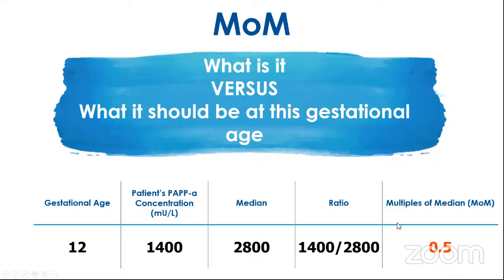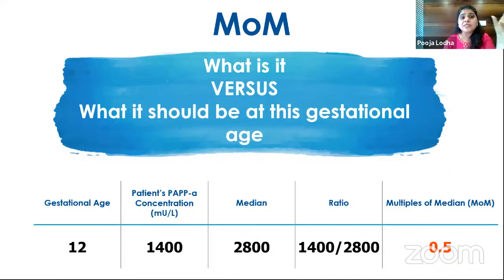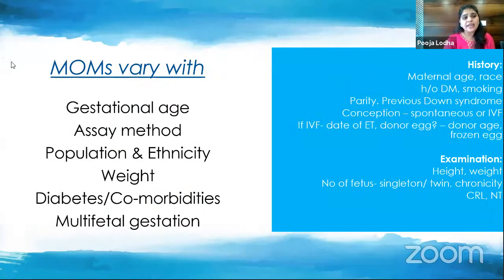So when you look at a report, you can absolutely ignore the absolute values of the biochemical markers and concentrate only on the MoMs and not just the risks, because the MoMs are also going to give us ideas about other obstetric adverse events and not just Down syndrome. How do MoMs vary? They vary with the gestational age, the assay used, population, ethnicity, weight, diabetes, any other comorbidities, any history in previous pregnancy, and multifetal gestation, which is why when an authentic, calibrated, and accredited lab asks you for a requisition for double marker, they would want all this information from you.